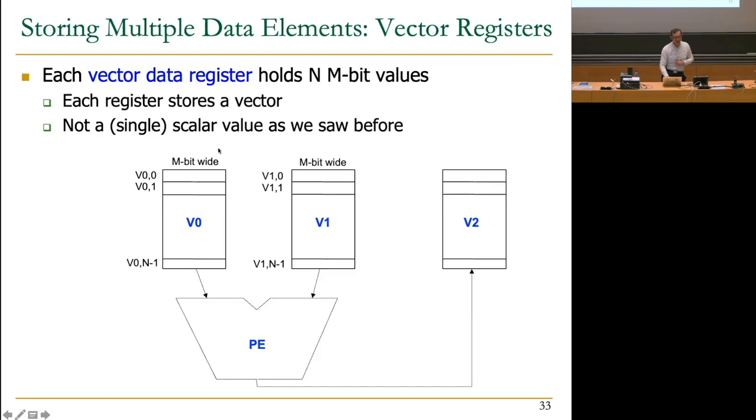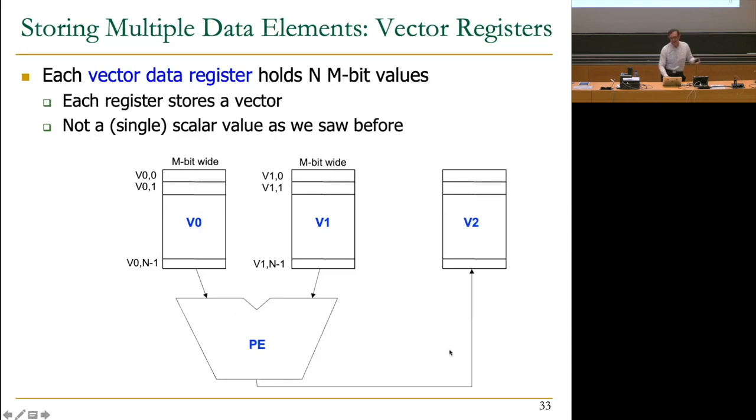Each register essentially stores a vector. So this is register V0. We're going to call it V0 because vector register is 0. In fact, I'm going to call it VR0 in the next slide. V1 is another vector register. V2 is another vector register. So not a single scalar value as we saw before. You can see that this is V0's 0th element, V0's first element, and V0's n minus first element. Right? And then you feed the processing element one by one. Every clock cycle, you feed it with one element.